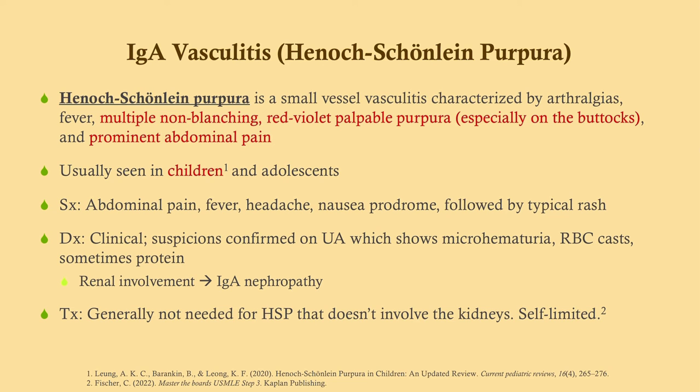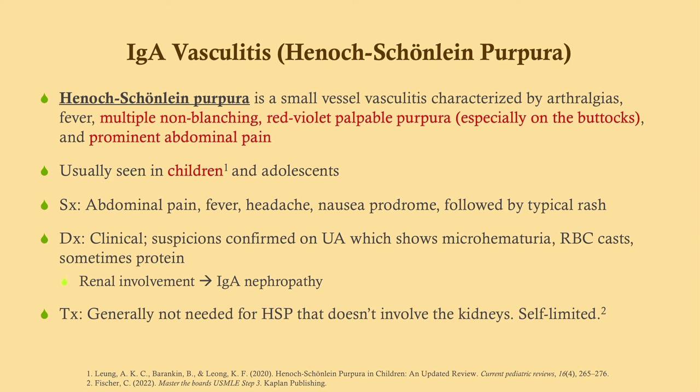IgA vasculitis or Henoch-Schönlein purpura is very common. It's a small vessel vasculitis that's characterized by some systemic signs like arthralgias and fever, and this very characteristic rash where you get these multiple red-violet palpable purpura that if you press on them, they don't blanch, and they have a predilection for the legs and the buttocks, and they also have prominent abdominal pain. This is almost always seen in children and adolescents. So look for a kid coming in with abdominal pain and a rash.